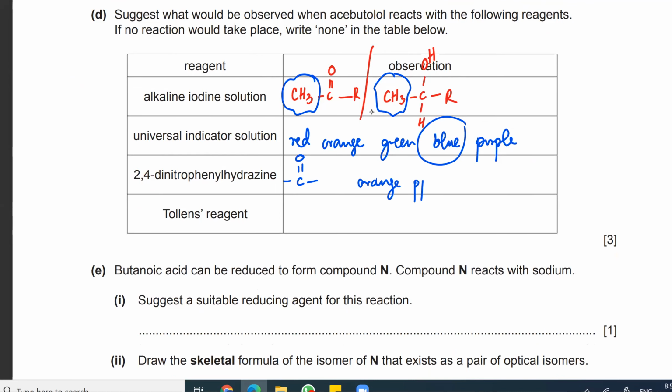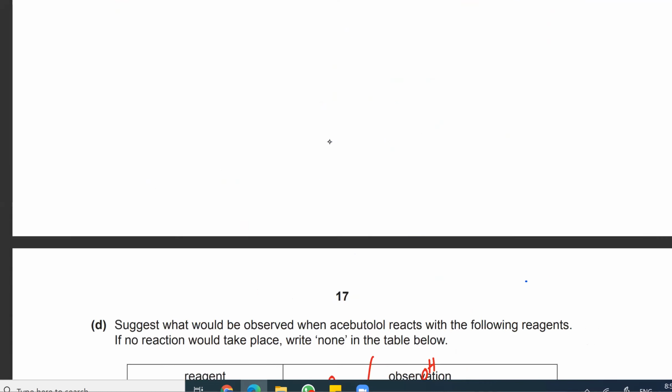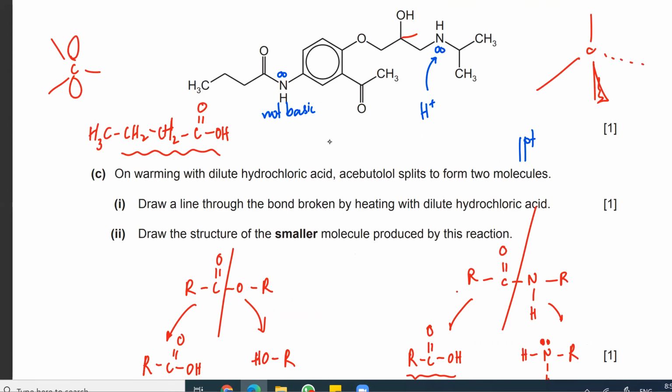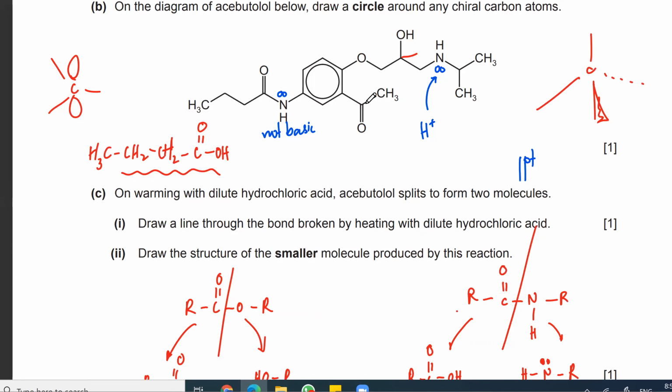And Tollens reagent was specifically used to oxidize aldehydes. But I don't think this molecule is an aldehyde. This molecule over here has no aldehyde group. It's got a ketone group, but no aldehyde group. For an aldehyde, the double bond O must be somewhere at the end of the chain.